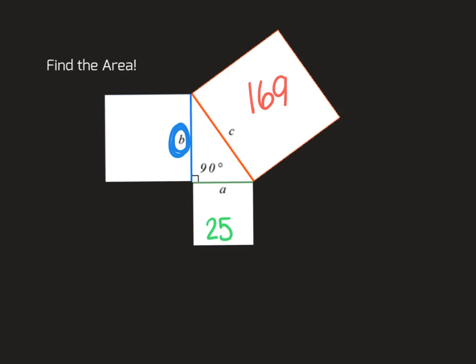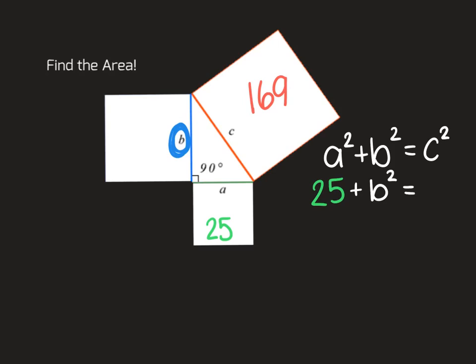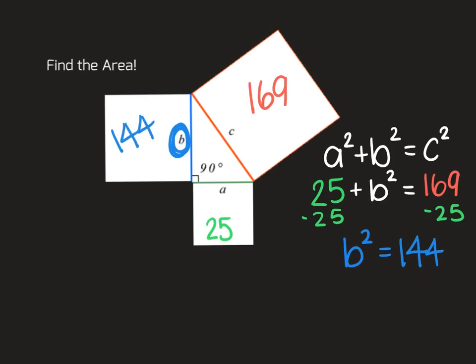So if we're not adding, we're probably subtracting. We're doing that inverse, right? But either way, we can still plug it into our equation. A squared plus B squared equals C squared. So you know that the square of A, the area of A, is 25. We don't know what B squared is yet, but we do know that the area of C, our hypotenuse, is 169. So if we subtract 25 from both sides, we find out that B squared equals 144. So the area of this big square is 144.